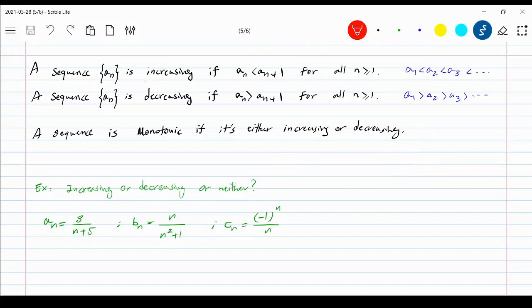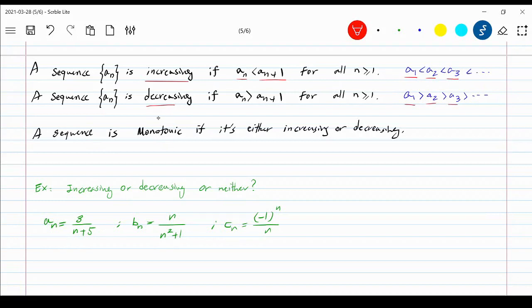We say a sequence is increasing if the terms of the sequence are getting larger as we go on. That means an is smaller than an plus 1. That means the next term is larger than the one before that for all n. Meaning A1 is the smallest one, A2 would be larger than that, A3, and so on. And we say the sequence is decreasing if the opposite is true, meaning A1 is the largest value, A2 would be smaller, A3, and so on and so forth.